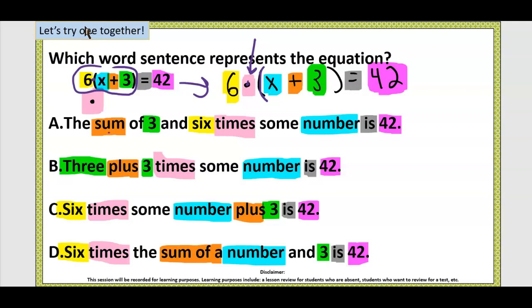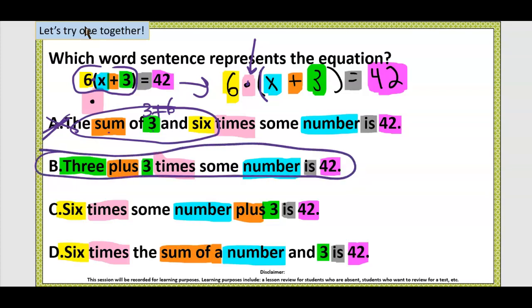Look at A. The sum of 3 and 6. Wait a minute. The sum of 3 and 6. That means you're adding 3 plus 6? Is that what we're doing? I don't see 3 plus 6. No, we're doing x plus 3. Right away, I can tell that's not it. 3 plus 3 times a number. I don't even see a 6 in here. Did you guys catch that? They tried to get a fast one on us, so it's not that one.